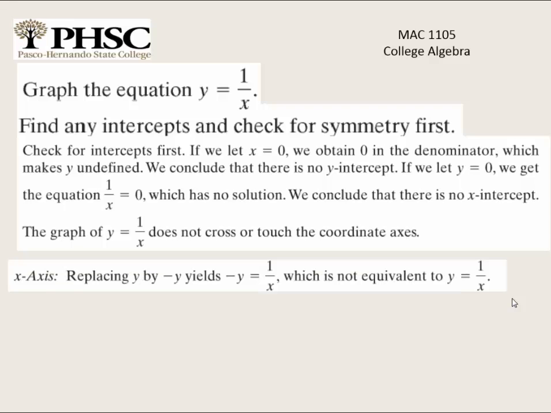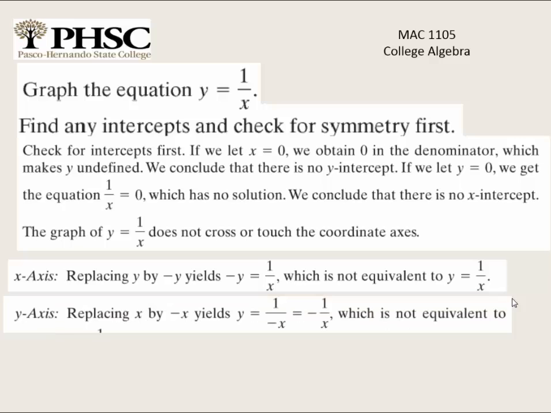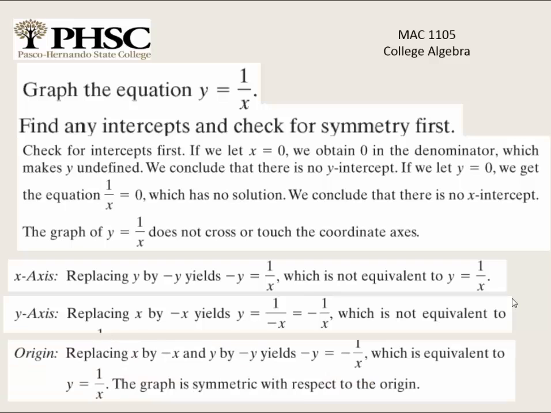So let's go ahead and check for symmetry. We'll replace y by negative y. That gives us negative y equals 1 over x. That is not equivalent to the original. And then for the y-axis, we replace x by negative x. Y equals 1 over negative x is equal to negative 1 over x. That is not equivalent to the original.